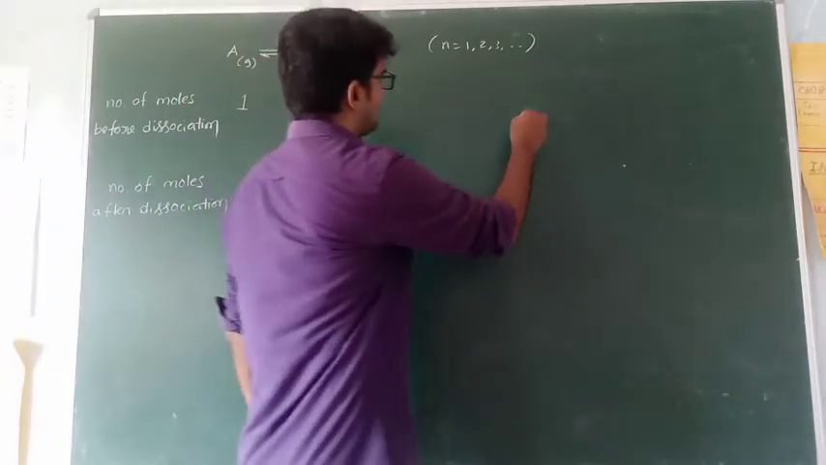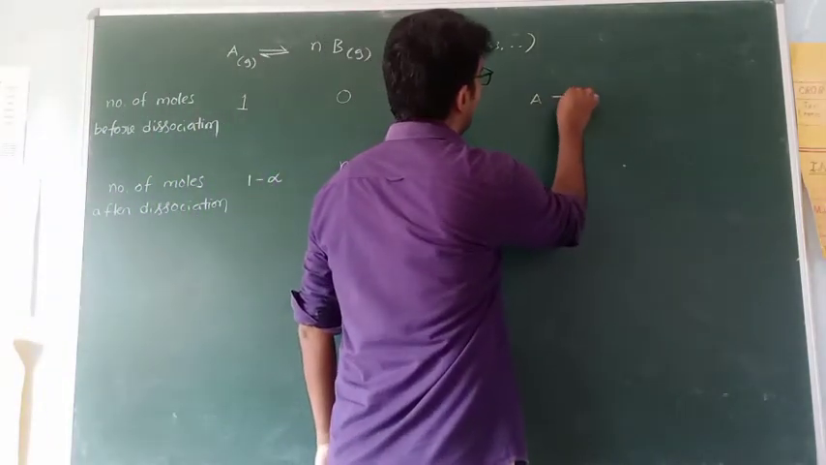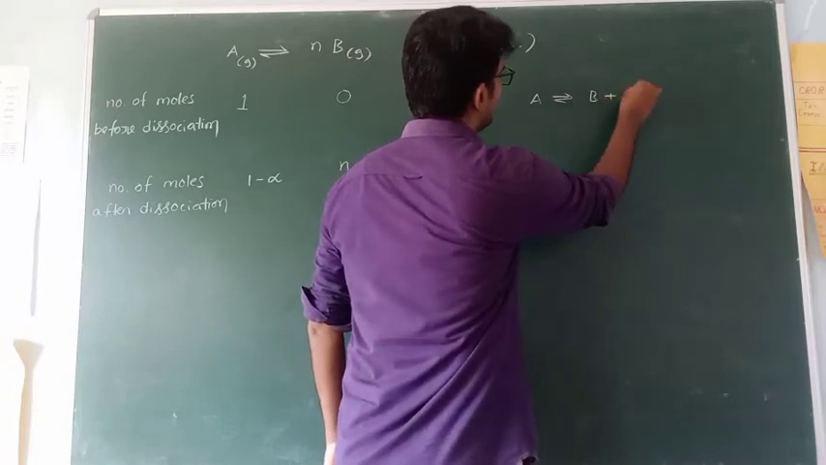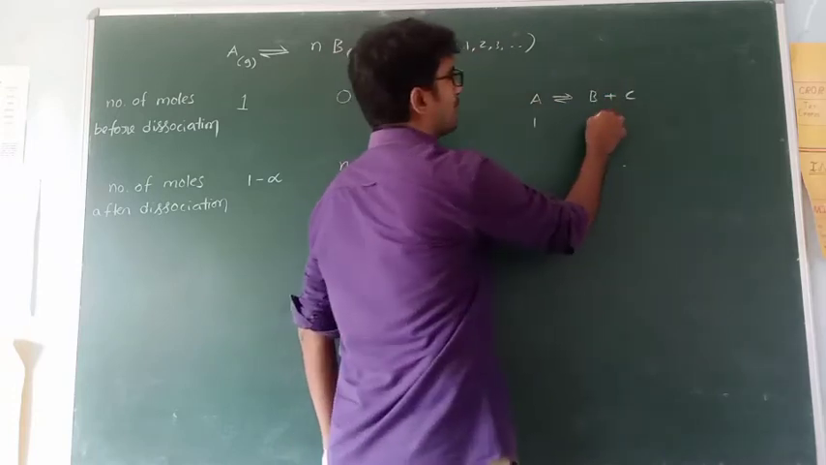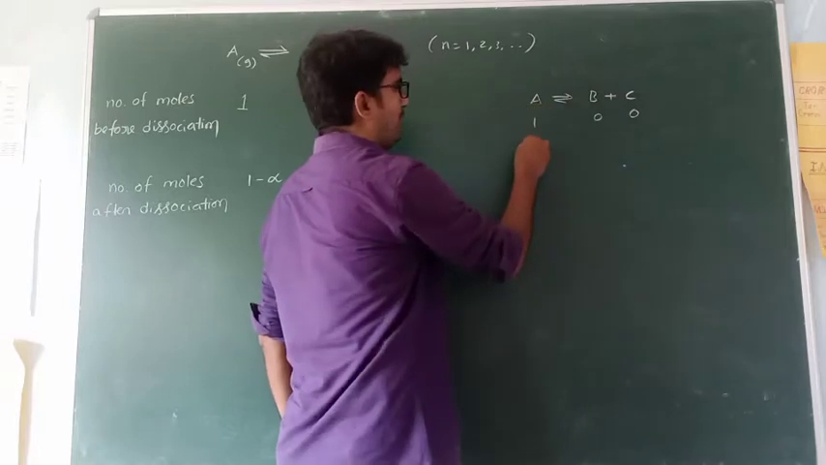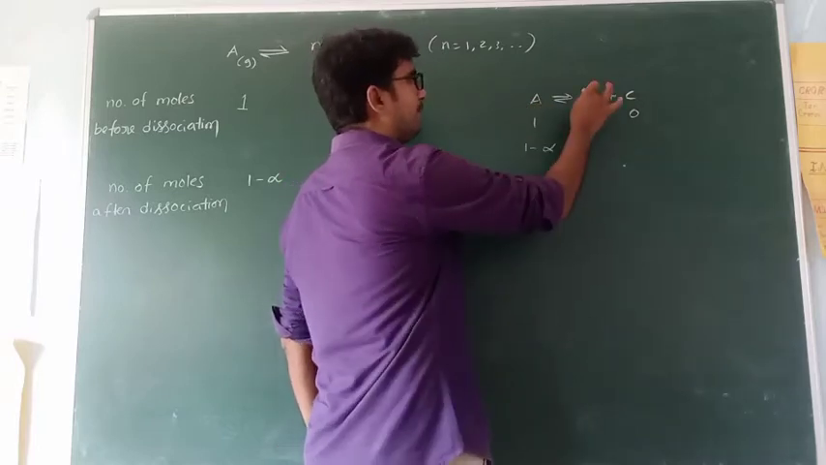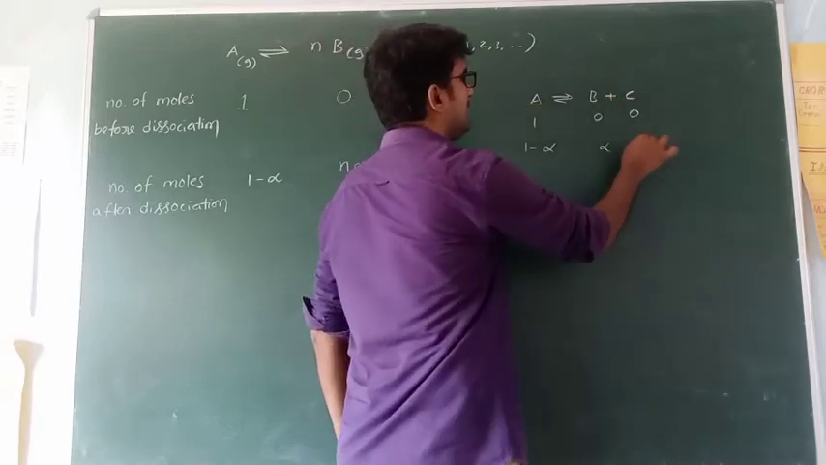Why? For example, I will explain with a best example. A gives rise to B plus C. Initially 1 mole, so products are 0. So 1 minus alpha remains, B is also alpha, and C is also alpha.